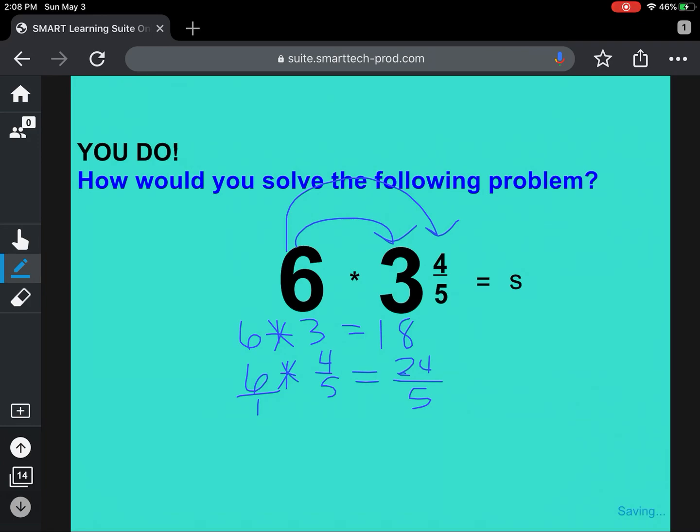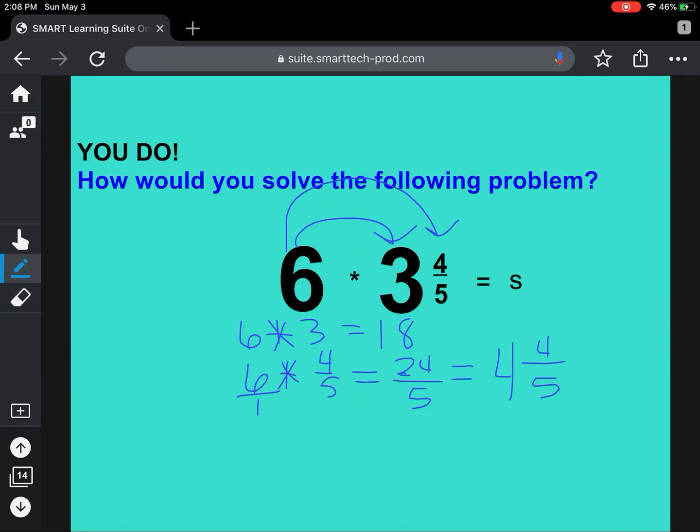I have to find out how many times does 5 go into 24? 5 can go into 24 4 times. Because 4 times 5 is 20, then there will be 4 left over, and my denominator stays 5.